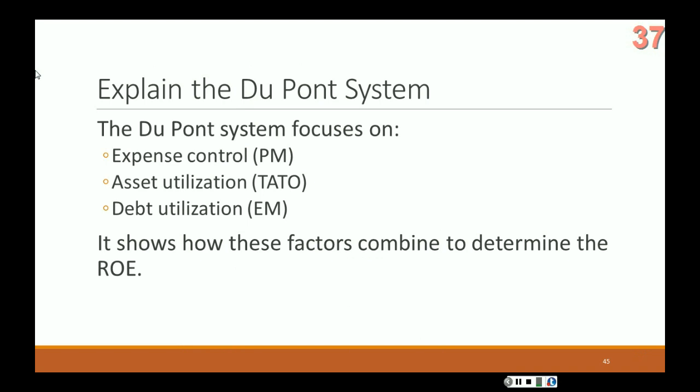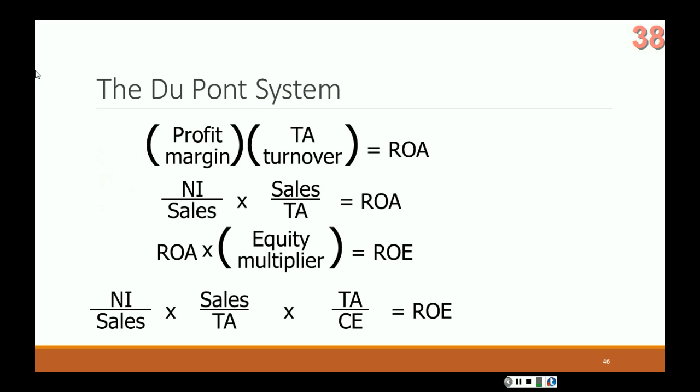We also have the DuPont system. This allows us to focus on expense control, asset utilization, and debt utilization. It shows how these factors combine to determine return on equity. So the DuPont system, profit margin times total asset turnover is equal to return on assets. You see that when you break them down.